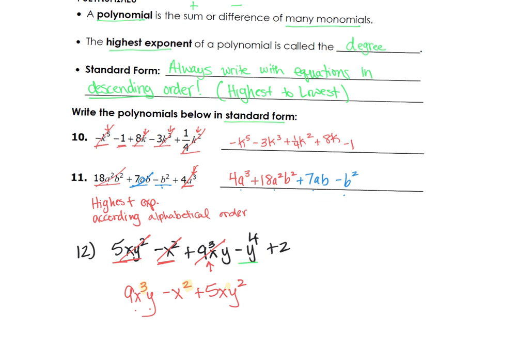And that's why we can do minus y to the 4th. There's no x's here, even though that y to the 4th is higher than pretty much everything in here. It is not first alphabetically, which is the right way to write this in standard form. So it had to wait till all the x's were done. And then 2 is my constant, it goes at the end. So this would be correct for standard form.